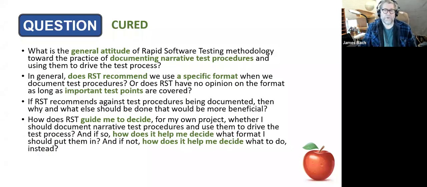This is my new rewritten question, which is now rewritten as basically 4, 5, 6 questions. It's been separated out. So let's take them one at a time. Maybe he's asking, what is the general attitude of rapid software testing methodology toward the practice of documenting narrative test procedures? So we've got, instead, notice that I didn't say test case.